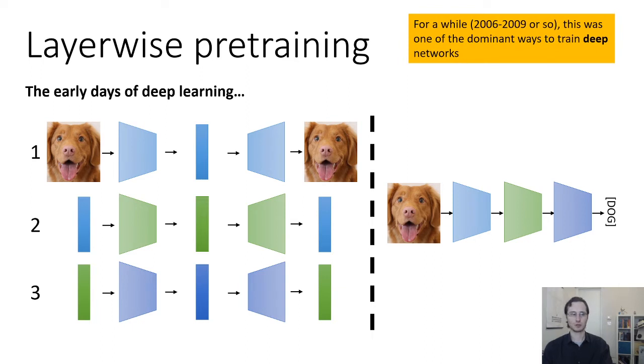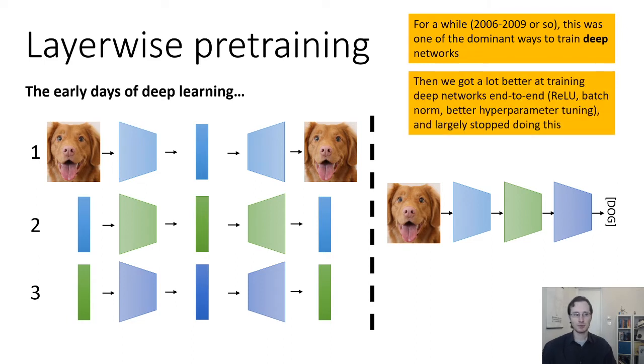So for a while, around 2006-2009, this was one of the dominant ways to train deep networks. But what happened after that is that we got a lot better at training deep neural networks end-to-end. And things like ReLUs, batch normalization, and better hyperparameter tuning were really responsible for that. And once we could train these networks end-to-end, then we didn't really need the layer-wise pre-training anymore. There was comparatively much less benefit to training all these autoencoders in order to initialize our very deep networks.